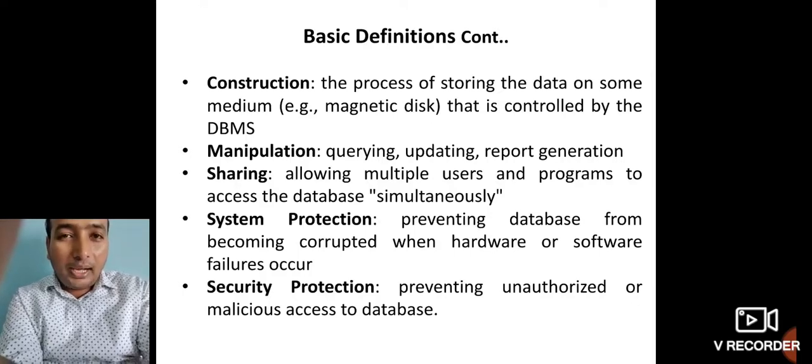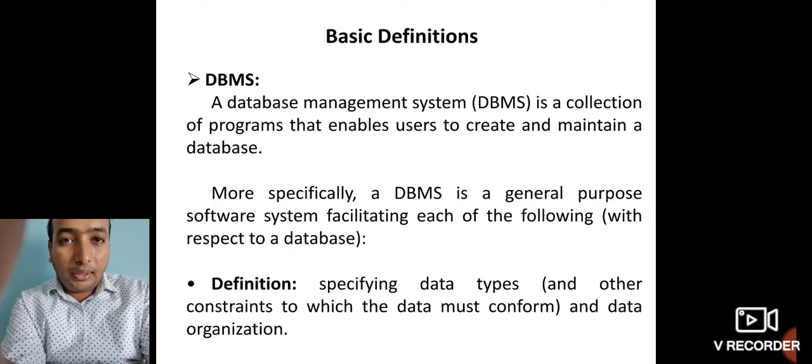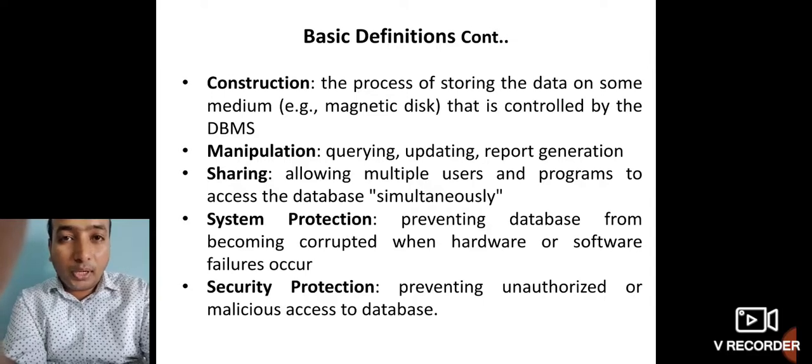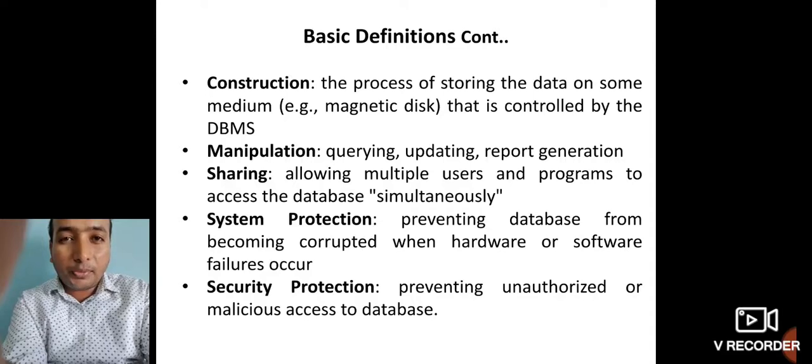I think you have understood. A database management system is nothing but what? It's a collection of programs that will enable the user to create and maintain a database. And which properties should it have? One is it should allow construction. Then it should have manipulation, sharing, system protection, and security protection. With these things in a DBMS, we can call it a perfect example of a database management system. So dear students, I think now you are very clear about what you mean by a database management system and what things it should have.